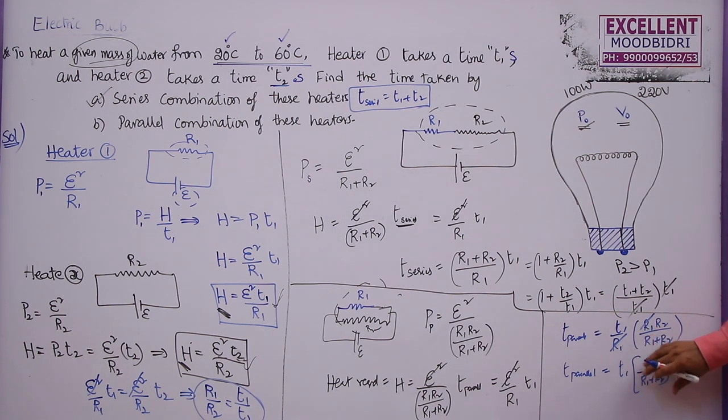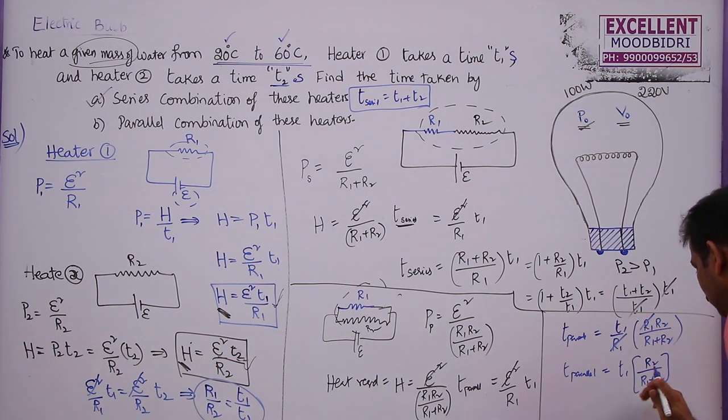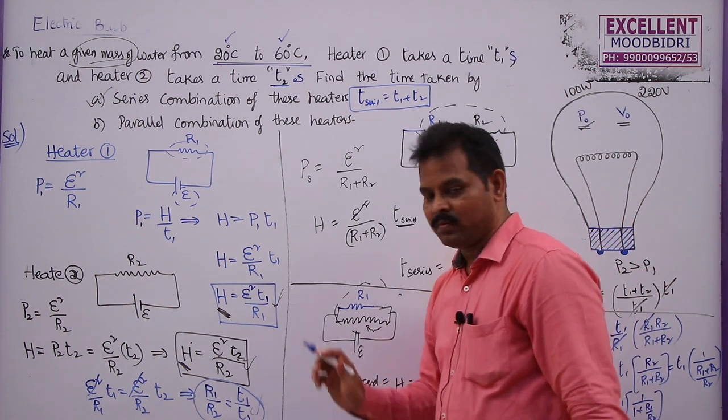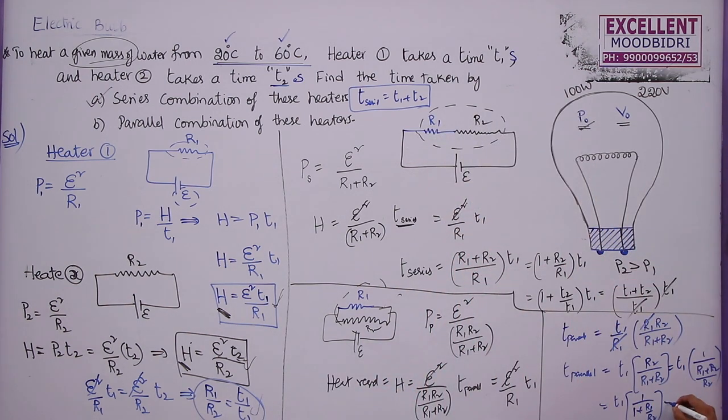Now you can write the same thing in denominator also, as T1 into 1 by R1 plus R2 by R2. Now T parallel is given by T1 into 1 by R1 by R2 plus 1, or 1 plus R1 by R2. But what is R1 by R2? R1 by R2 is nothing but T1 by T2. Now you can substitute this as T1 into 1 by 1 plus T1 by T2.